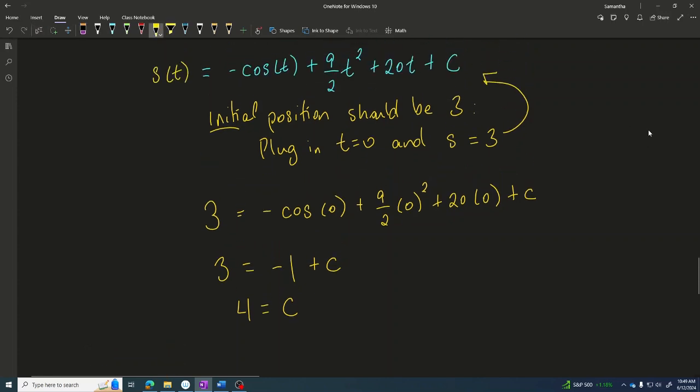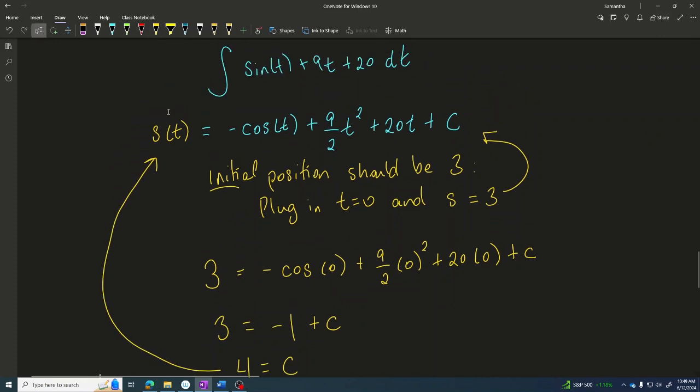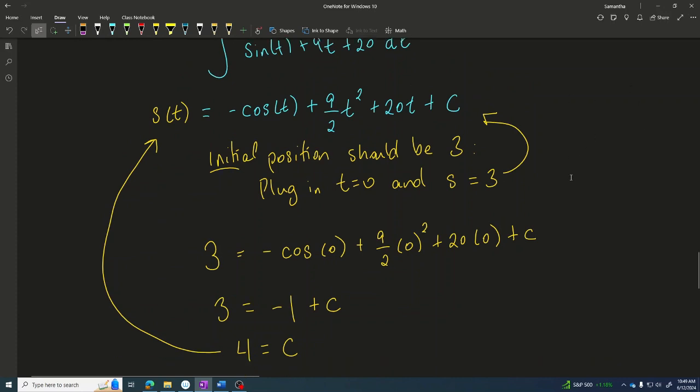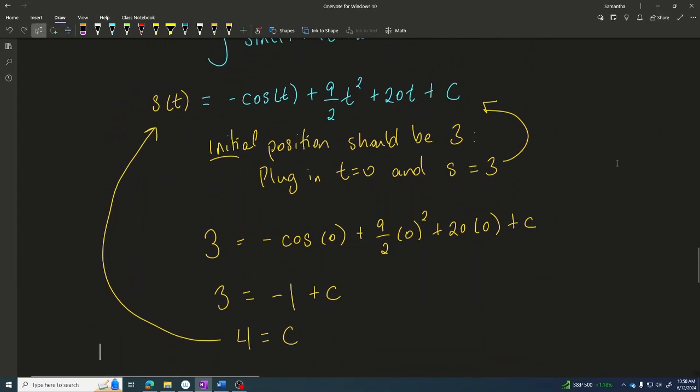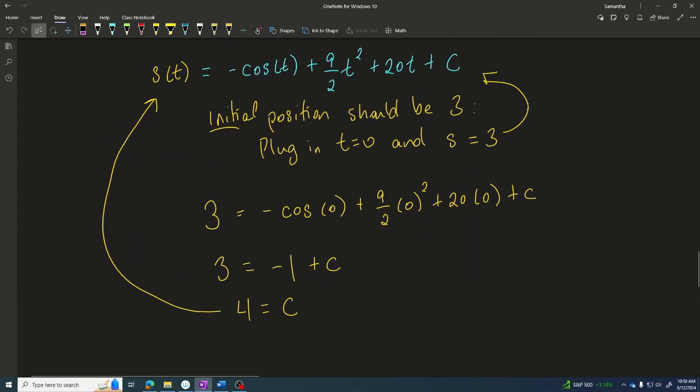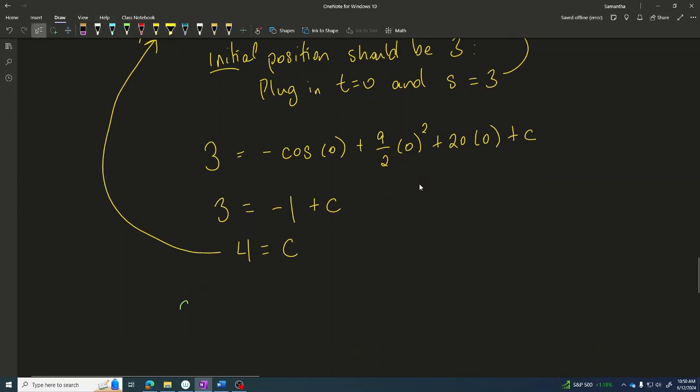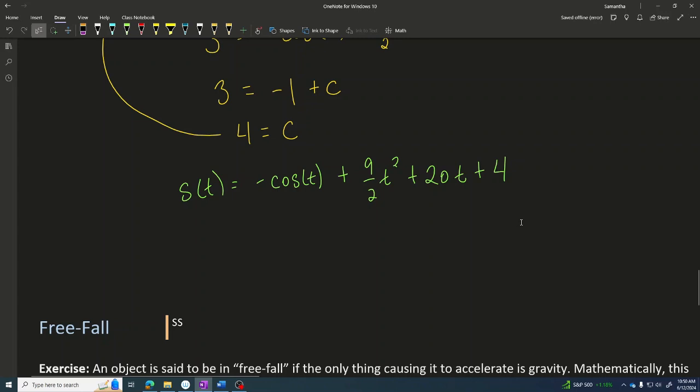So using that piece of data allowed me to figure out what specific c value would correspond to my position function. And if I put that c value into its position at the end of this expression, we would get a position function, which is equal to: copy paste the negative cosine, copy paste the 9 over 2 t squared, copy paste the 20t, and then we know the c for this particular antiderivative should be 4.